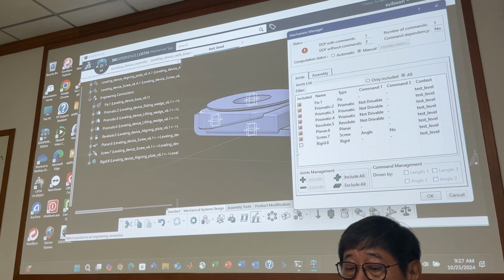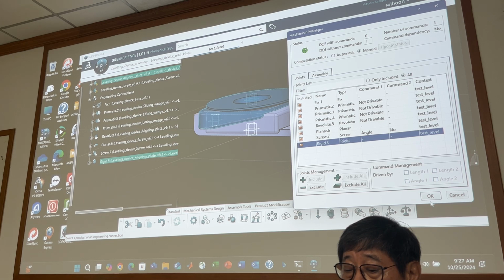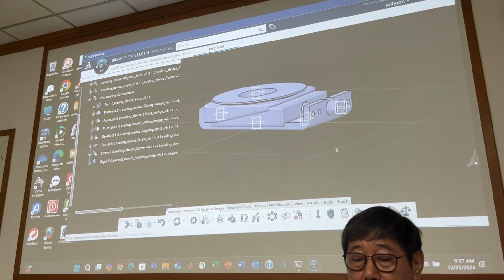Next, you look at this one. Back to this one. You see, you have rigid. You see one and one, right? Rigid. You want to use rigid, right? Yes, I want to check rigid. And update, you see, now 1 0. Okay? So you are okay now.